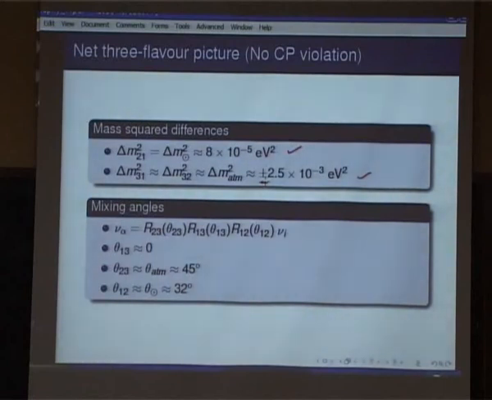For mixing angles, we decide to write U alpha i as a product of three rotations. These are mass eigenstates. Approximately, we know that theta 13 is 0. Approximately, we know that theta 23 is theta atmospheric. This approximation is theoretical, this approximation is experimental. Again, theta 12 is equal to theta solar. This approximation is theoretical, this is experimental. So, therefore, now we know how to write everything in terms of three dimensions.